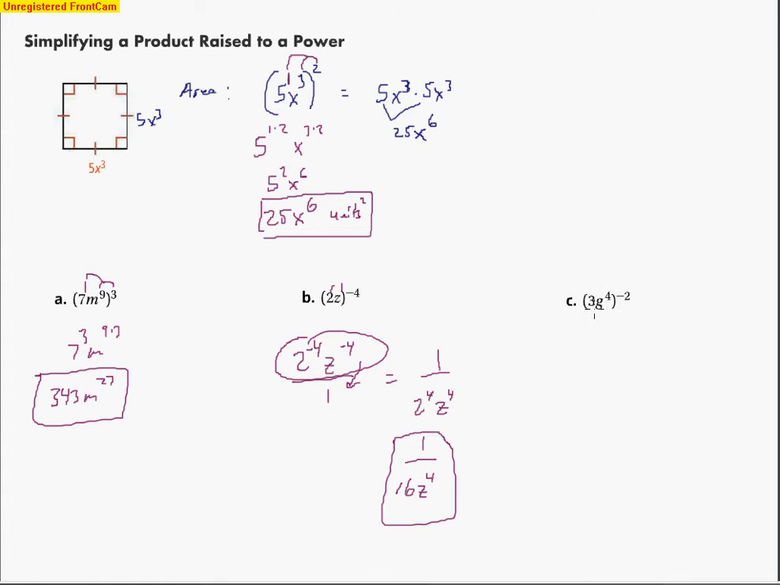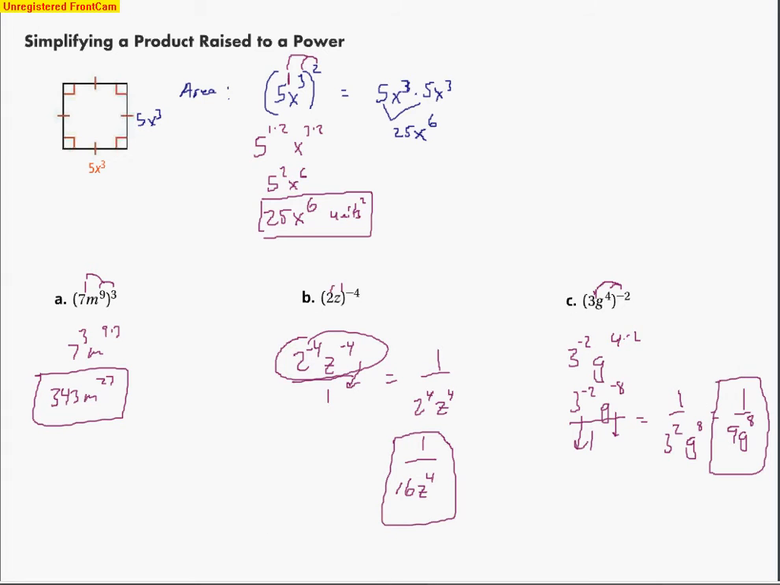So this next one, we'll bring everything to that negative second power, including this 3. So 3 to the negative second, g to the 4 times by negative 2, which makes negative 8. And so now once I've simplified it, combined all of those terms, I'm going to take the reciprocal of these negative exponents. So now it's 1 over 3 squared g to the 8th power. So that makes 1 over 9 g to the 8th power.